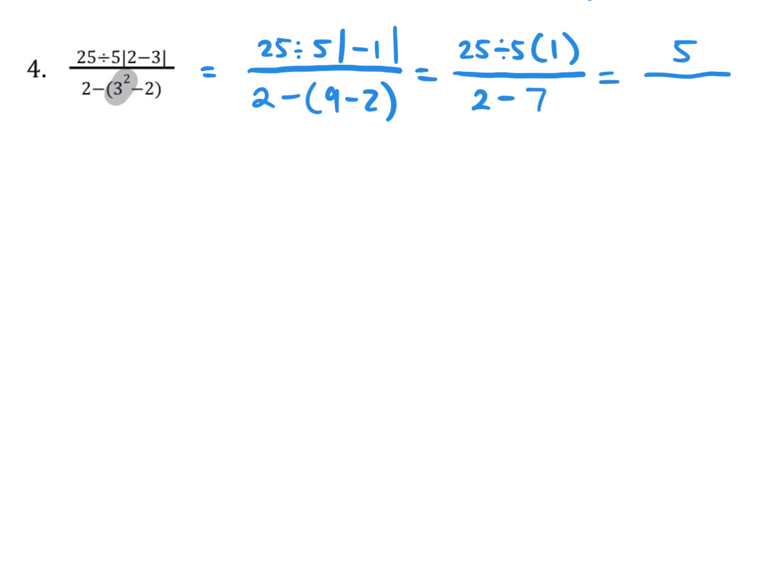So I don't really need those parentheses anymore. It's just 2 minus 7. And now 2 minus 7 is -5. And now that I've completely simplified the top and completely simplified the bottom, my last step is to divide 5 divided by -5, which is -1.